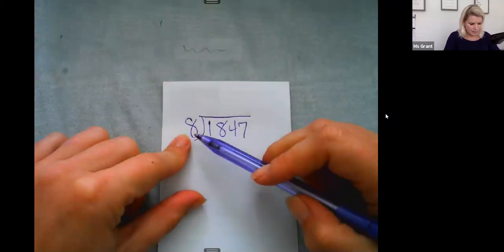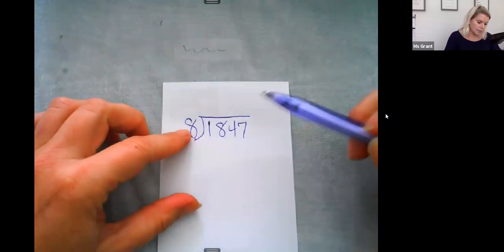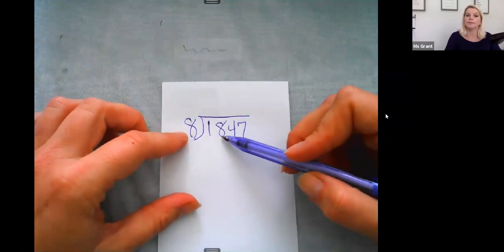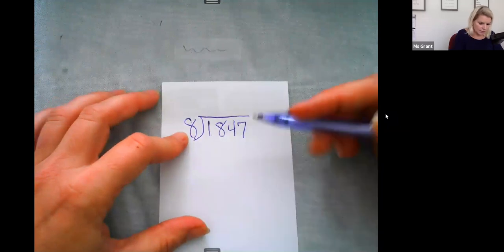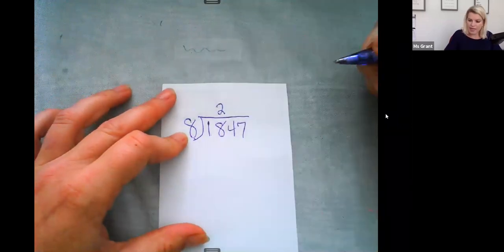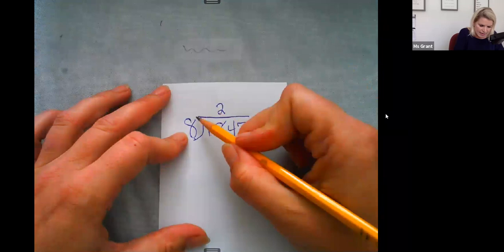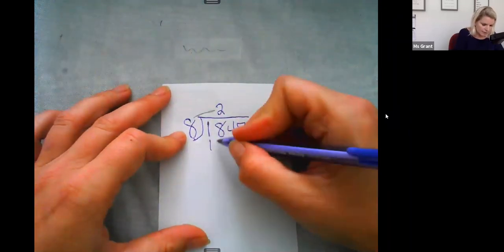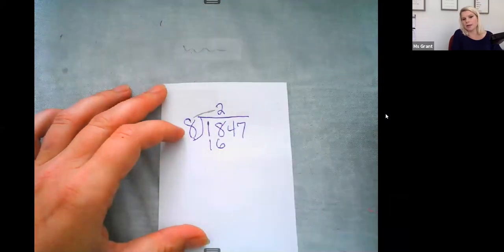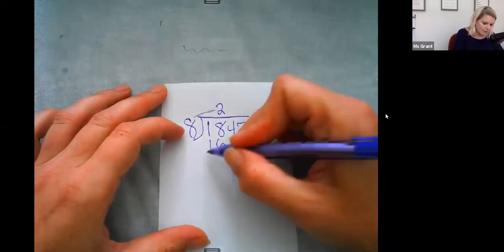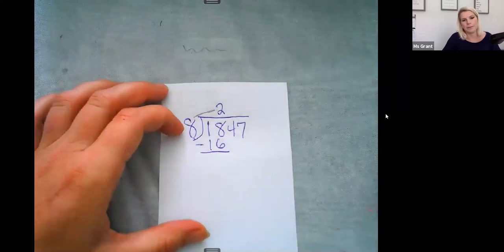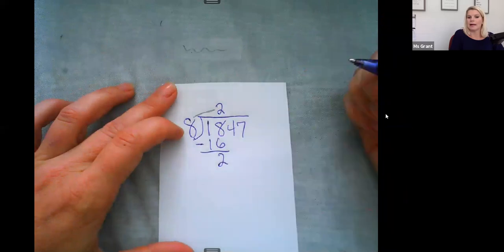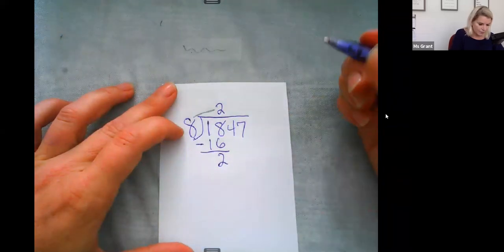First, you look at the number that's on the outside and you say, does 8 go into 1? No. Does 8 go into 18? Yes, 8 goes into 18 twice. Then I do, what is 8 times 2? Well, 8 times 2 is 16. And so I write that number underneath. Then I subtract, right? And I get a 2. Next step for me is to bring down the 4.